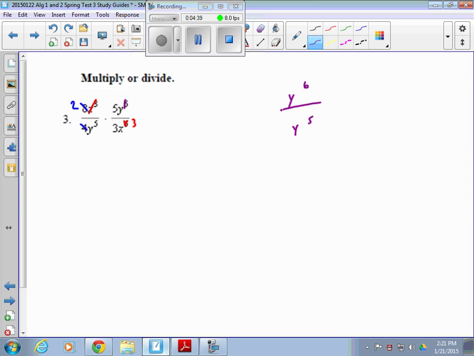So now all you do is multiply straight across to see what you get. 2 times 5 is going to be 10, and there's one y still up there. And the only coefficient at the bottom is 3, so there's nothing to multiply 3 by. X is to the 3rd power. And we canceled out, I forgot to scratch it out, this y to the 5th to get rid of that y to the 6th on the top. 10y over 3x to the 3rd.